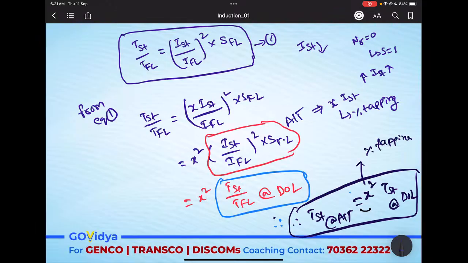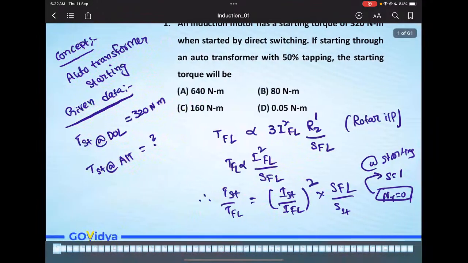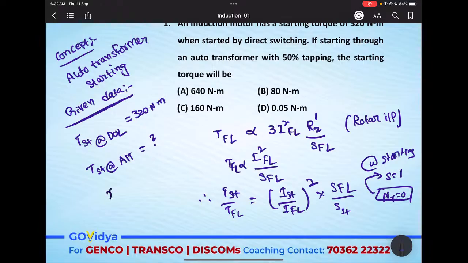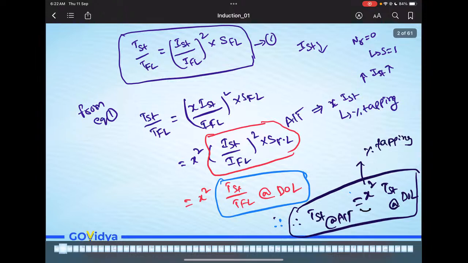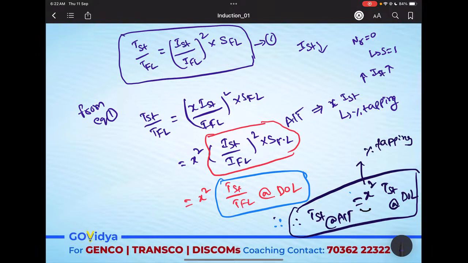So let's see the given data. I think percentage tapping also they given. The percentage tapping x is equal to 50%, that means 0.5 you can write. Let's substitute that data in this equation. What we will get? Therefore starting torque at auto transformer equal to, where x is 0.5 whole square, and they given starting torque at DYL.